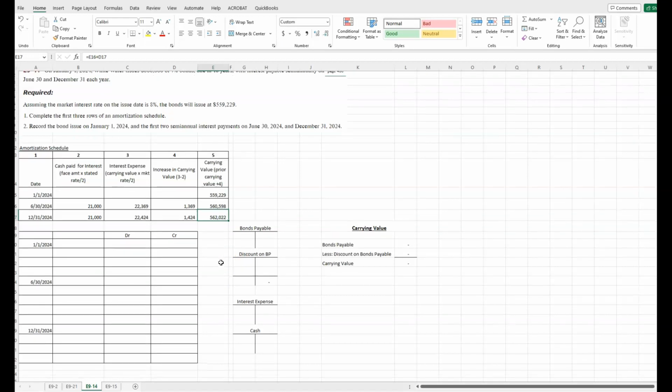Requirement 2 says record the bond issue and the first 2 payments. Once you get this amortization schedule done, the journal entries are pretty simple. How much cash did you get as a company? Well, you got 559,229. Skip a line here. How much cash do you have to pay back at the end? You have to pay the whole face amount of 600,000.